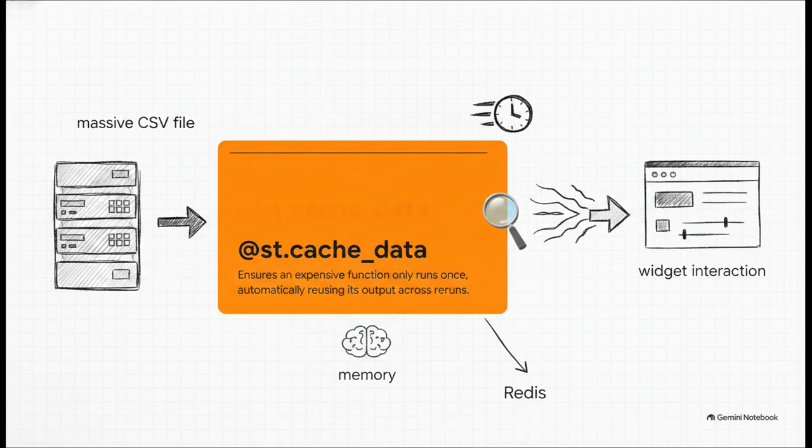By just slapping this decorator right above the function that, say, downloads your massive CSV, Streamlit ensures that heavy computation only ever runs once. On every subsequent rerun triggered by a widget, Streamlit completely bypasses that expensive operation and instantly grabs the previously stored output. That is the secret sauce that makes these top-to-bottom apps feel lightning fast.